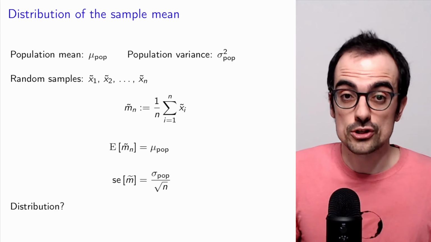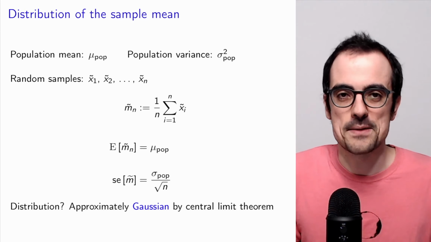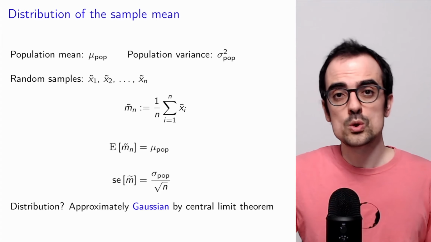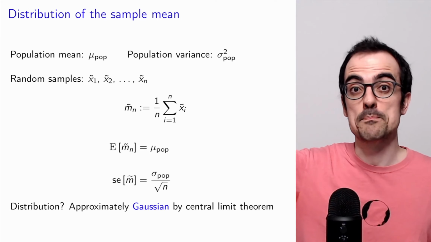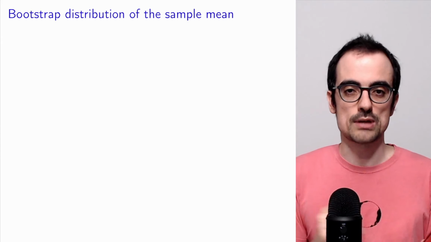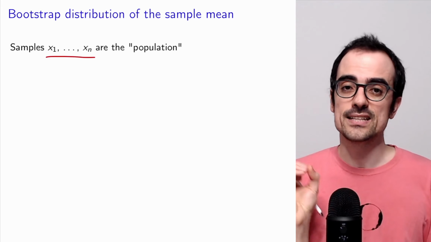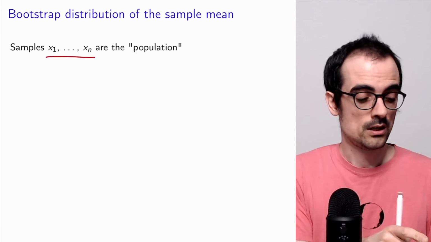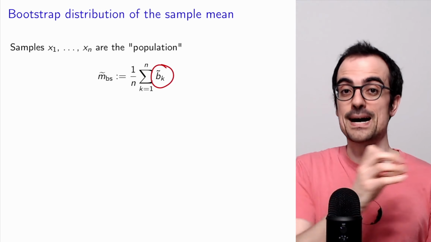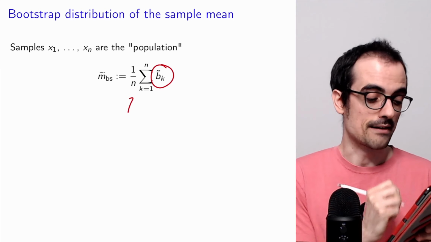And what is the distribution of the sample mean? Well, it's approximately Gaussian by the central limit theorem. Now we're going to compare this to the bootstrap distribution of the sample mean. What's the bootstrap distribution of the sample mean? The n data points that we have are the population. And when we apply bootstrapping, we obtain batches of n bootstrap samples from that population, and we compute their average.